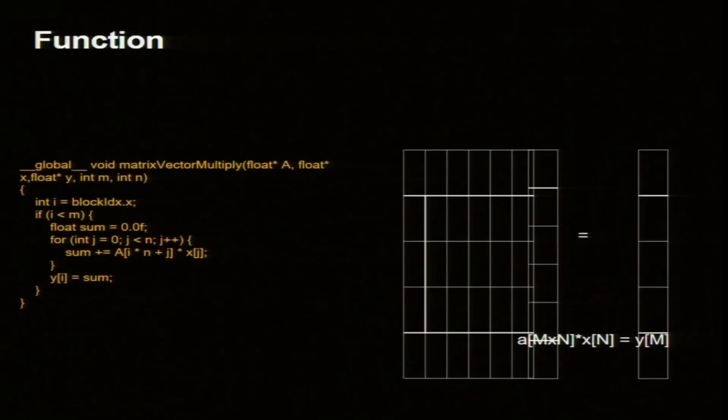So, the function is very easy. You have the block ID. By the way, I need to know which part of the array is under my control. So, I is the block ID, and I is less than m. This is just to make sure that I am not crossing the array bound. I am doing this sum over all n, with j less than n, j plus plus, and what I am summing? I star n plus j.